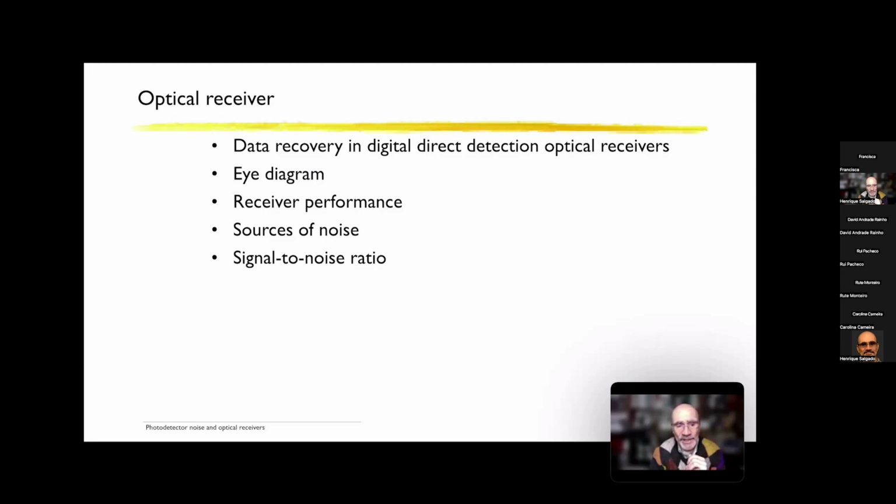A common way to describe or analyze the performance of the receiver is in terms of the eye diagram. That's what we're going to see now. And then finally, we need to analyze the full receiver performance, which is defined in terms of the signal-to-noise ratio at the receiver. For that, we need to assess the types of sources of noise at the receiver and the signal-to-noise ratio. That's what we're going to see now.